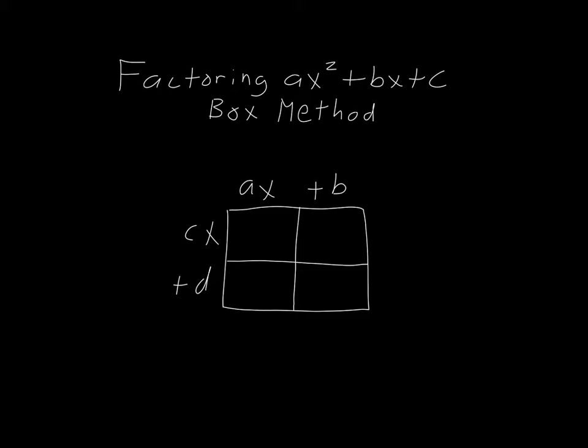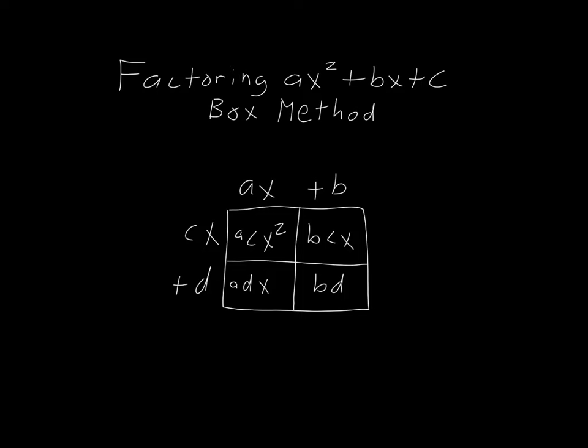The upper left corner, ax times cx, is going to be ac x squared. The upper right box, b times cx, is going to be bcx. The lower left box is going to be ax times d, which is adx. And then the lower right is b times d, which is bd. I suppose I should put pluses on all these, but I think we understand that these are all pluses.